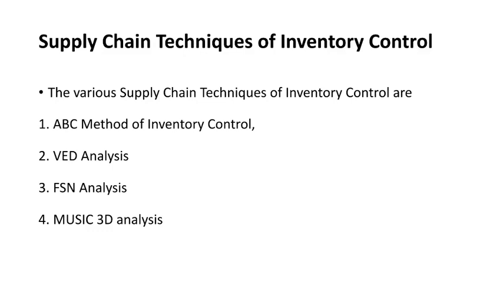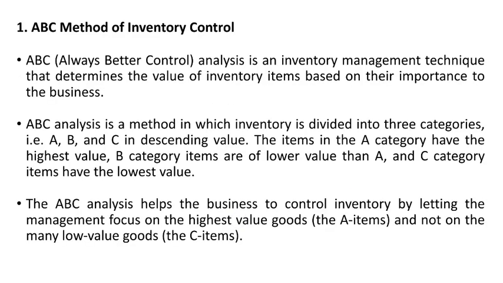Now we come to the different inventory control techniques of supply chain. We have four of them. First we'll see what is the ABC method of inventory control. ABC, as the name suggests, is about better control. It's an analysis in inventory management which determines the value of inventory items based on their importance to the business.